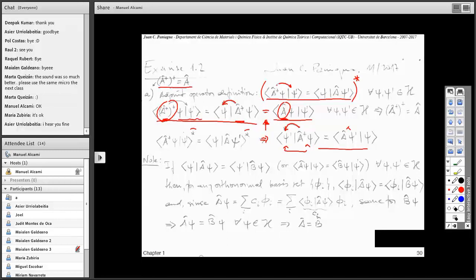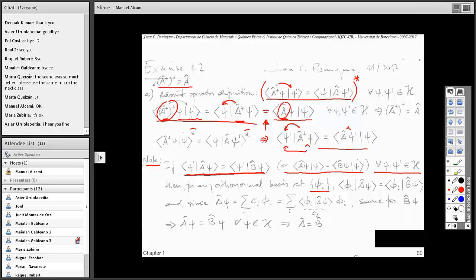But let's verify that if two operators A and B satisfy this equation, in our case we have A and A adjoint, but in general, for any two operators, if they satisfy this or this, which is equivalent by taking the conjugate, for any couple of vectors of the Hilbert space, then we are going to see that the operators are the same. One way to verify it is to choose an orthonormal basis set, any orthonormal basis set of the Hilbert space, and then put here an element of this basis set. If the operators fulfill this equation, then we can write this equality. Okay?